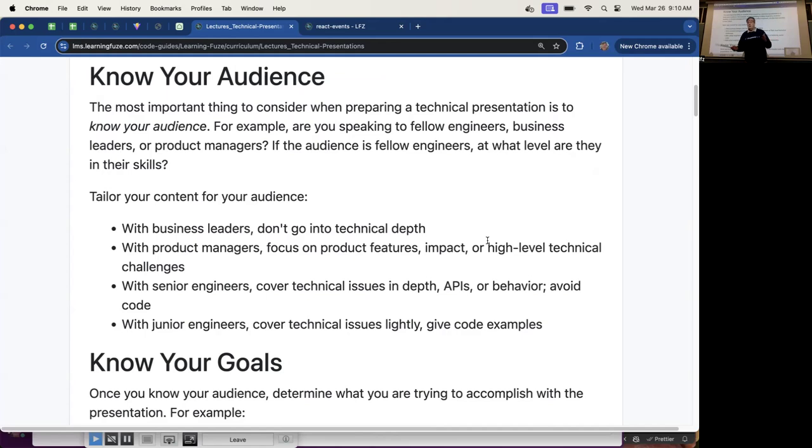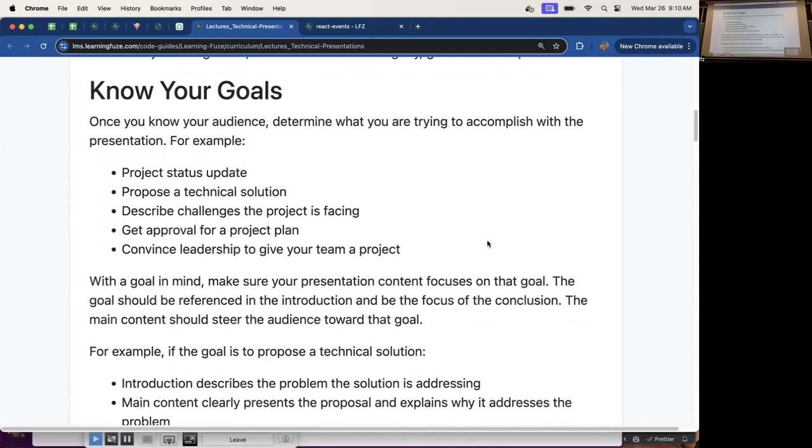So anyway, the important thing is just to figure out who you're talking to, and then you can tailor your presentation to meet that audience. Okay. Now that you know your audience, of course, the next thing you need to know is what's your goal. You always have to have a goal in mind when you give a presentation.